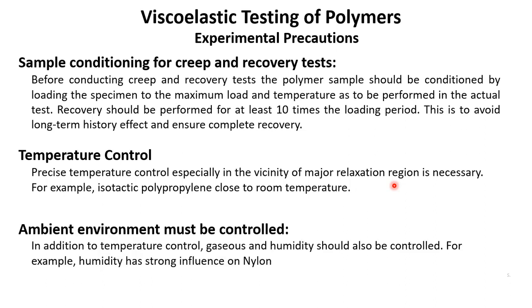Third is ambient environment must be controlled. As we know that polymers are affected by their ambient, for example, gaseous or humidity. The gaseous environment and the humidity should be controlled very precisely. For example, humidity has a strong influence on nylon. Similarly, many materials will be affected by the gaseous environment, for example, presence of hydrogen. Or if we are going to test a material for hydrogen application, then we must precisely control the environment, the kind of gas purity, and also the gas pressure. We must maintain this during the test.